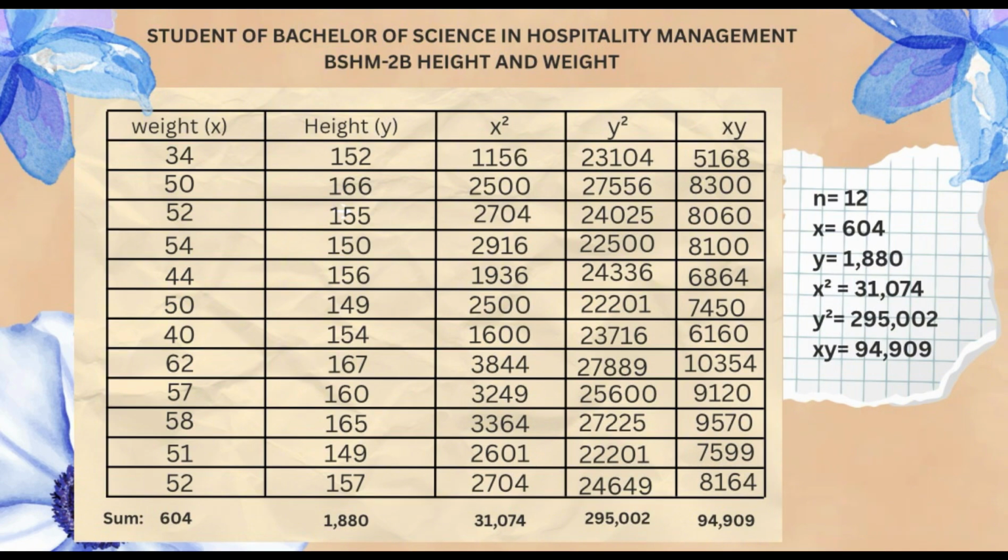X squared represents the square of weight, y squared represents the square of height, and xy represents the product of height and weight. And to get the x squared, we multiply the value of x by itself. For example, 32 times 32 is equal to 1156.